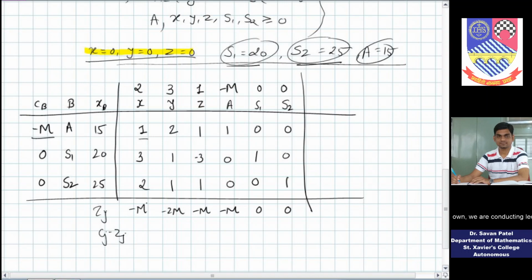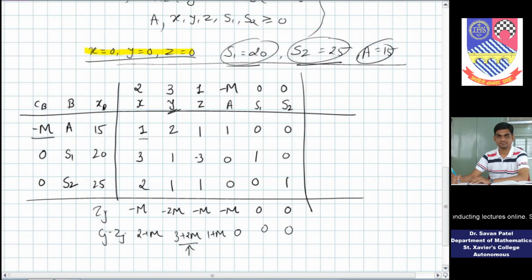So 2 plus m. Then 3 minus minus 2m means 3 plus 2m. Here 1 minus minus m, 1 plus m. Minus m minus minus m, so 0, 0 minus 0 is 0 and 0. So m is too much large number. So 2m is again 2 times the large number than that number. So this is the largest number. So y will enter the basis.